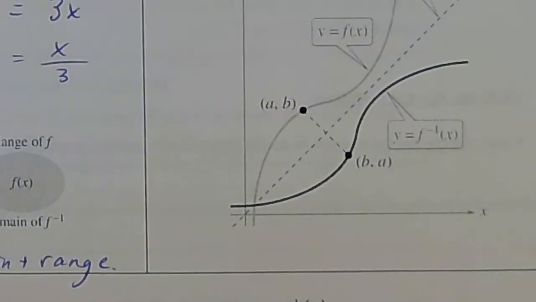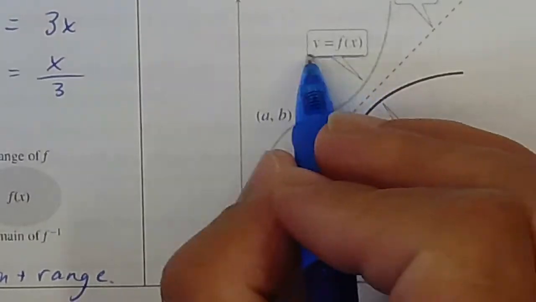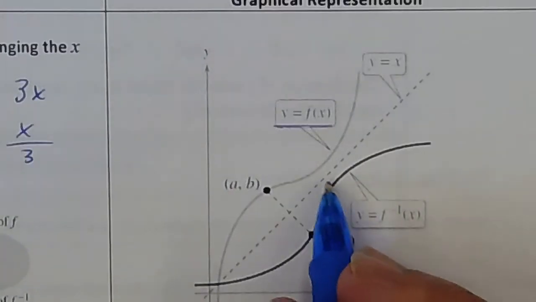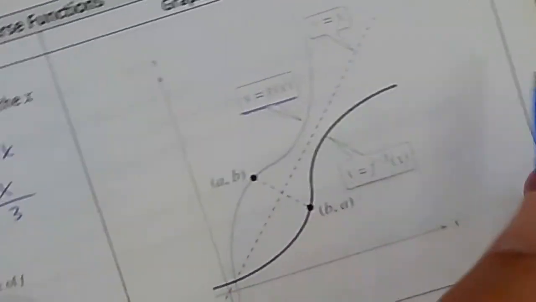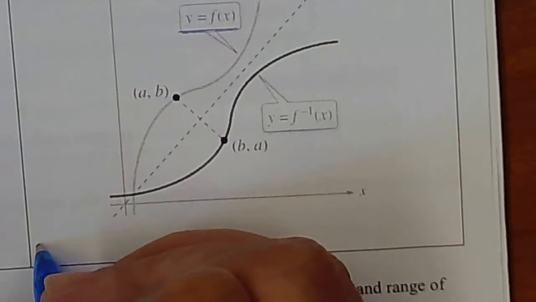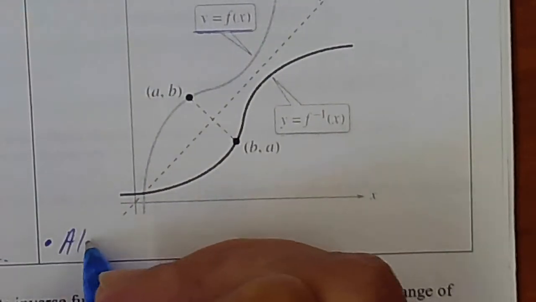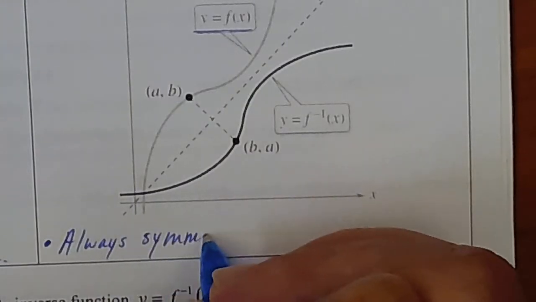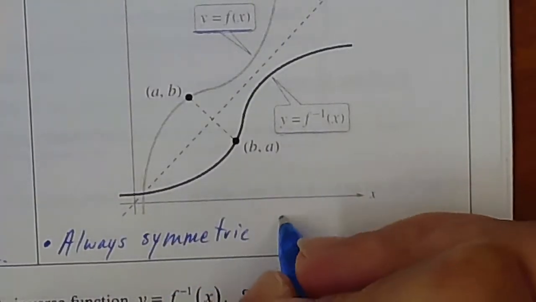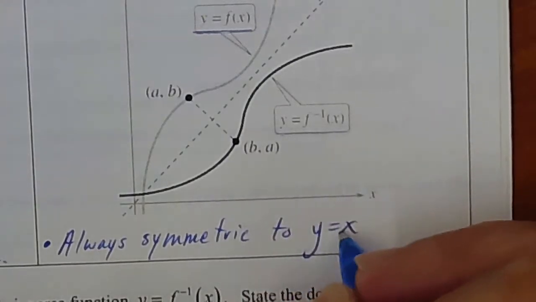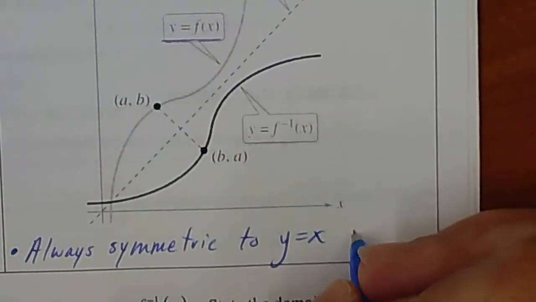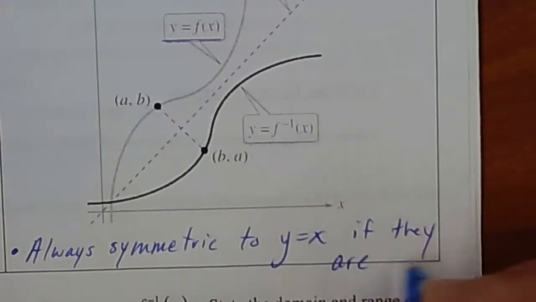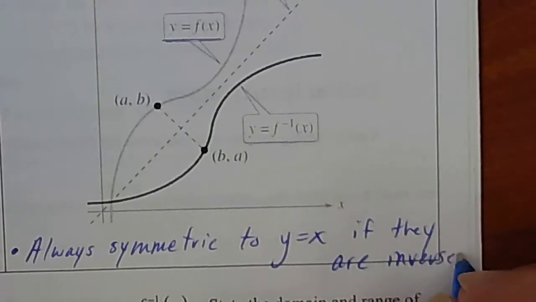Okay, here's a graphical representation of function f and the inverse of function f, okay? Notice that they are symmetric to this line y equals x. That's always going to be the case. Write this down. Always symmetric to y equals x if they are inverses.